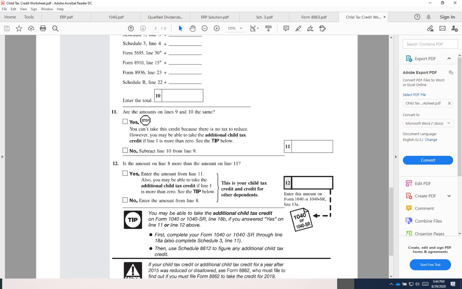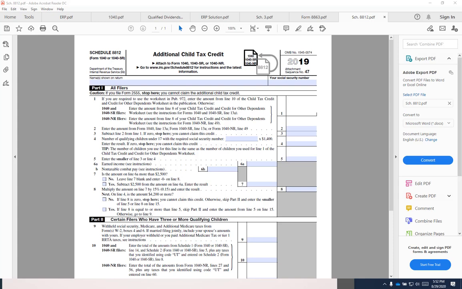Child tax credit is reported on line 13A. The additional child tax credit refundable portion is reported on line 18B. Here's Schedule 8812, additional child tax credit, because from doing the worksheet, we know that we could have additional child tax credit. So let's fill it out.